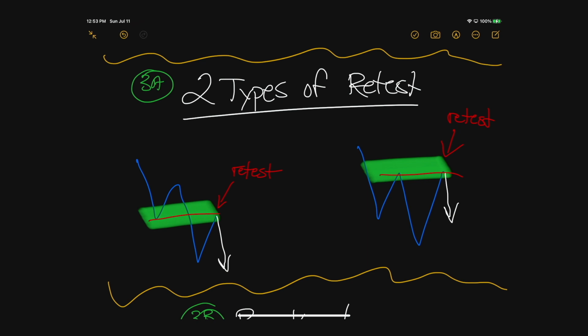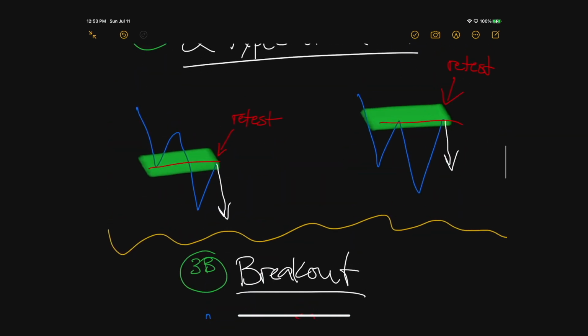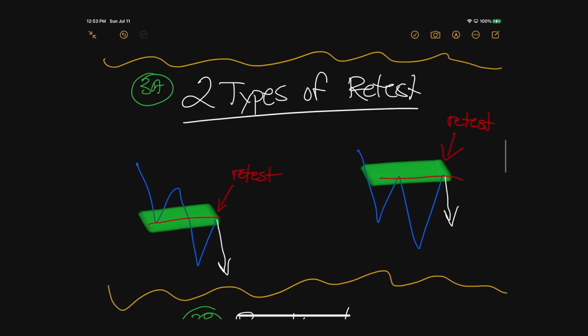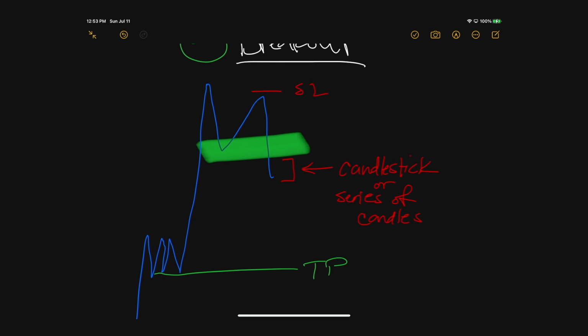So there's two types of entries: you have retest and you have breakout. Now I'm going to go over breakout because it's a lot more simplified, and we're able to talk about this in a very, very simplistic way. A breakout is just when price breaks a low or a high. So in this case, price broke this low here, and as soon as price closes below this low, you take your sell.